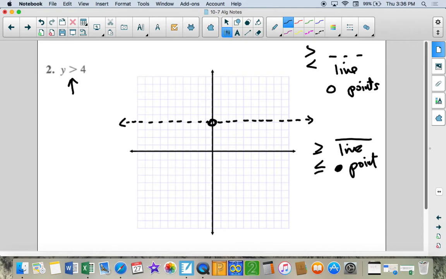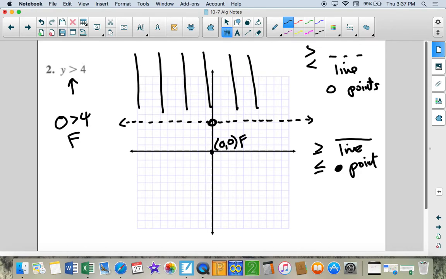Now we have to test a point. What's the easiest point to test? 0, 0. So let's test 0. Is 0 greater than 4? That is false. So we know this point is false, so we know the other side is going to be true, so we have to shade the true side. So we're going to shade the top side of that border.